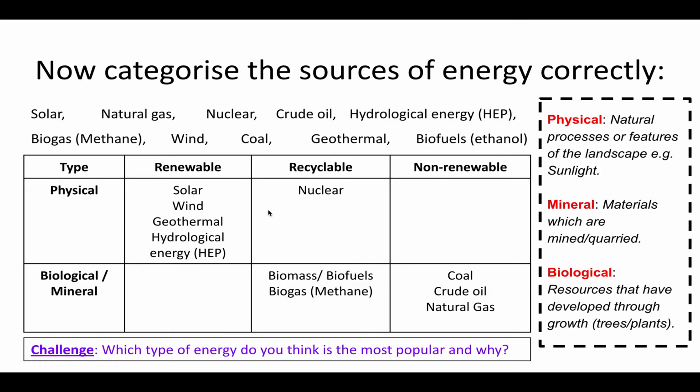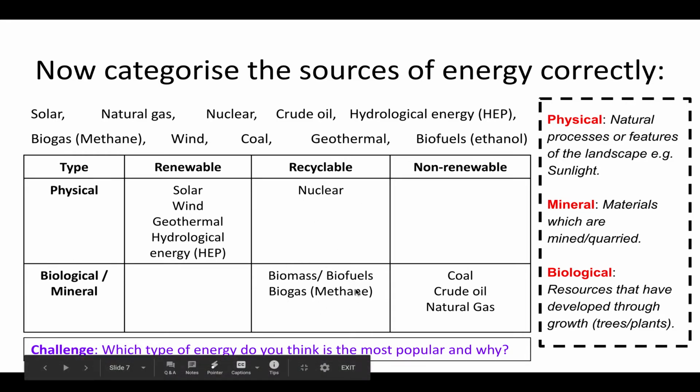Our recyclable material is our nuclear material. Now, it's recyclable because although when we react uranium in a nuclear reactor, we don't actually use all of it, and it can be reprocessed as it retains its radioactive qualities to be reused in other nuclear processes to generate energy. So it can actually be reprocessed and be reused.